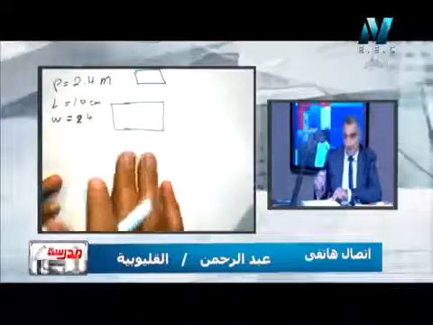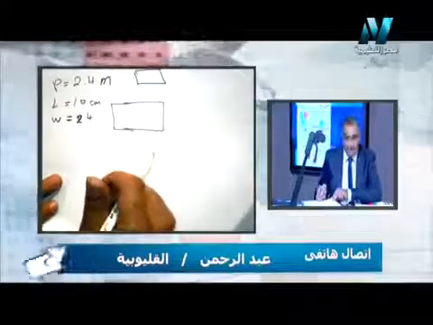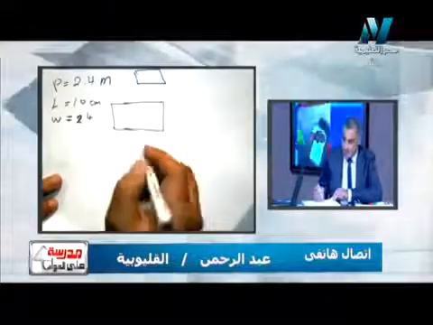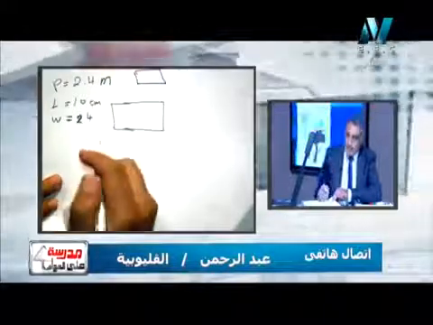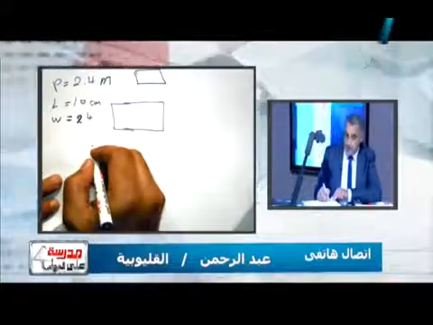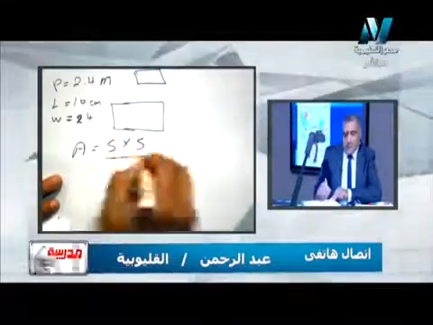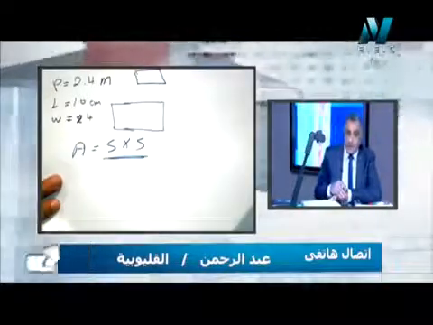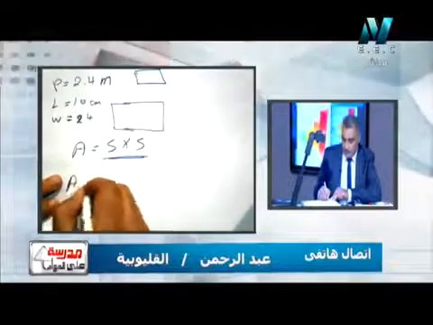Yes. Okay, Abdurrahman, stay with me. Do you remember how we can find the area of a square? We have a very important rule. The side times the side. Excellent. Now can you tell me the area of a rectangle? Area of a rectangle equals length times width. Excellent. Very good.